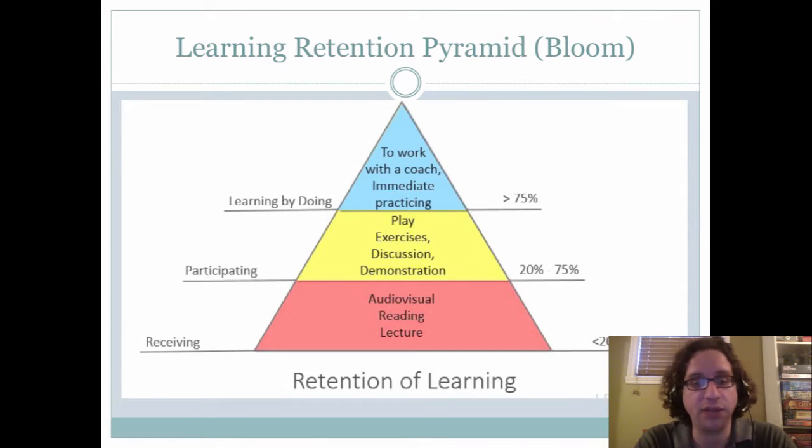Now, if the student at the opposite end in blue is learning by doing, this is the girl playing the guitar. You could also imagine somebody in a chemistry lab training to be a chemist, and he's actually working with the machines doing a real experiment and so on. So he's learning by doing. So it's to work with a coach, immediate practicing, that kind of thing.